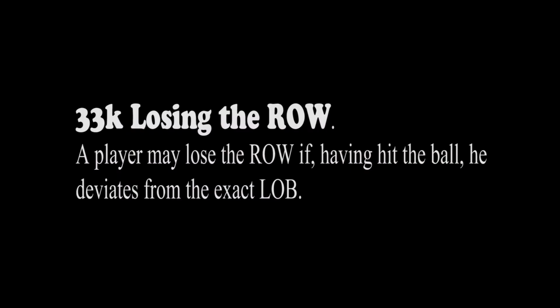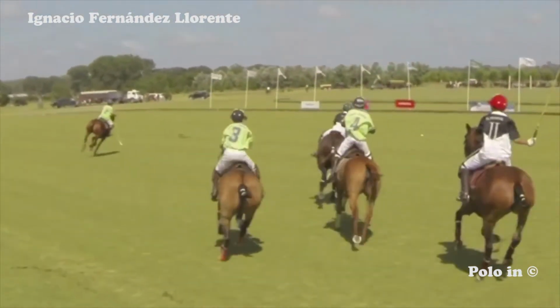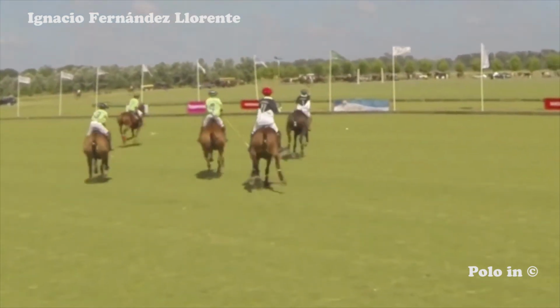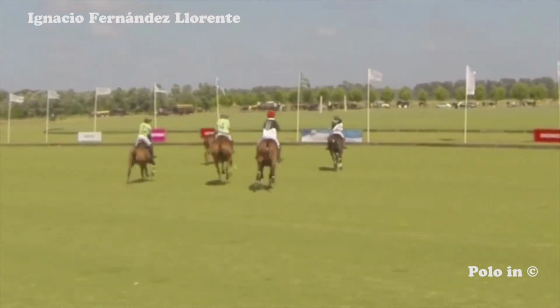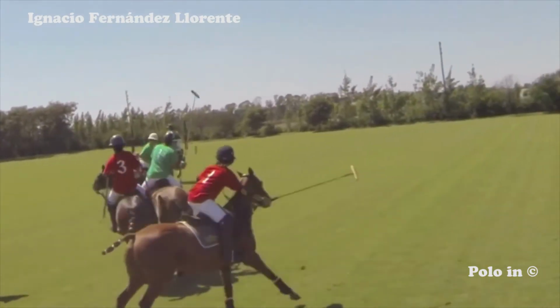33K. Losing the row. A player may lose the row if, having hit the ball, he deviates from the exact line. It is very clear here that once the player hit the ball, he changes sides. It's a foul. Here a player in green hits it to the right while turning openly to the right. He moves away from the line of the ball. When he returns, he commits a foul because he has lost the row.